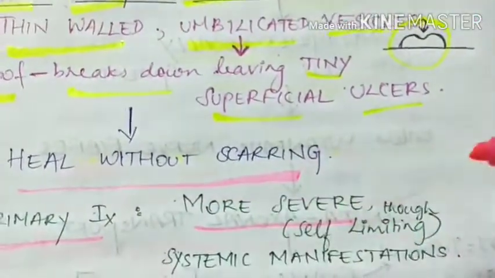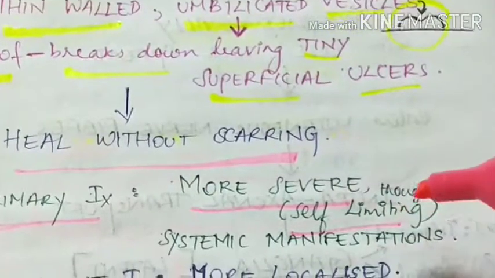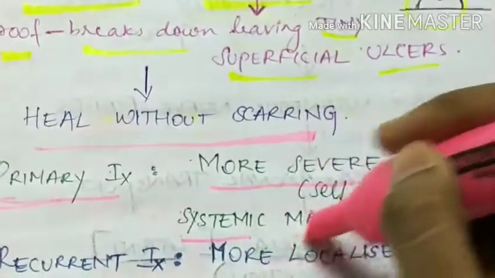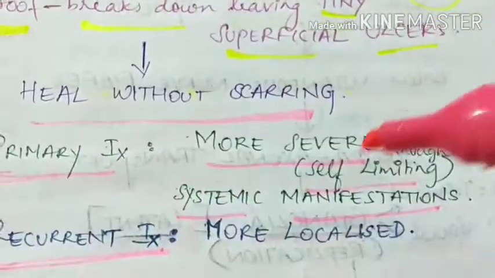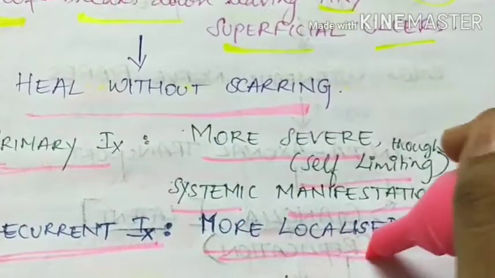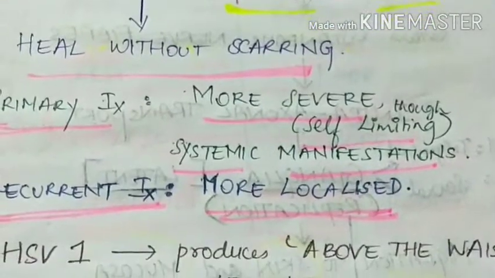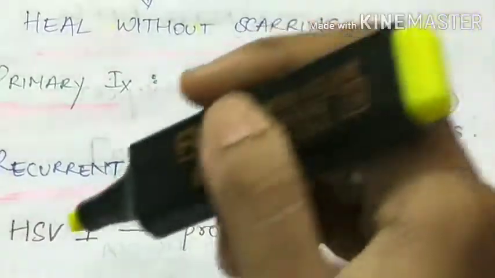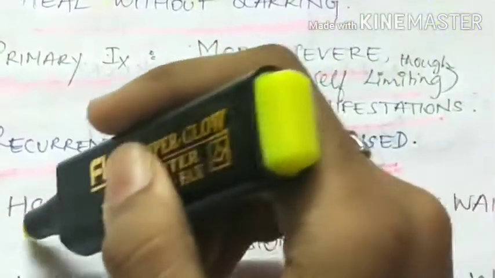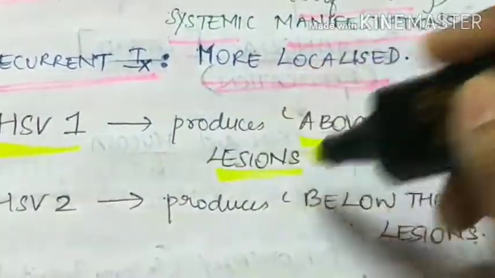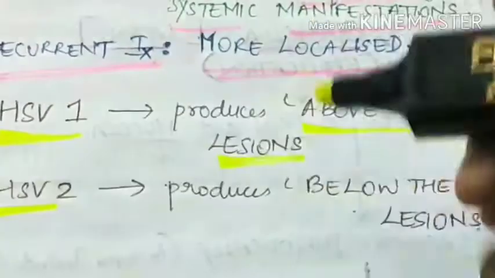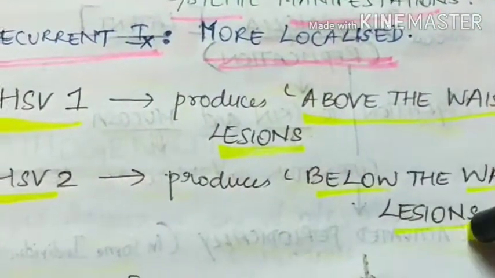The primary infection is more severe, though it is self-limiting, and it has many systemic manifestations, whereas the recurrent infection is less severe and more localized. A characteristic of HSV1 and HSV2 is that HSV1 produces above-the-waist lesions, whereas HSV2 produces below-the-waist lesions.